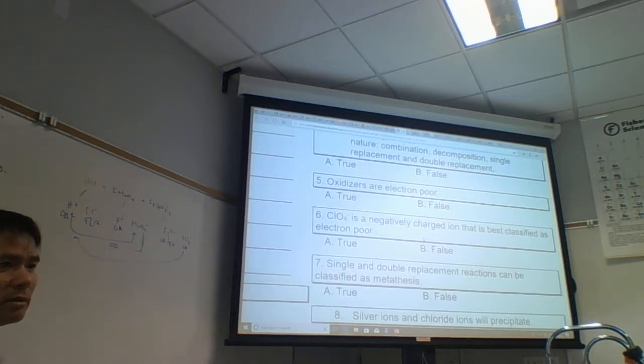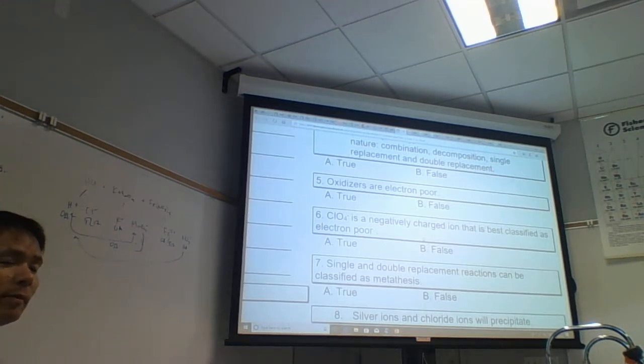So, can somebody answer this one for me? Is it true or false? How many people say true? How many people say false? How many people can't tell? Just looking at it, you would think that it has a negative charge, so therefore it must have extra electrons. It has one extra electron, so then it's not electron poor. In one sense, it's not.